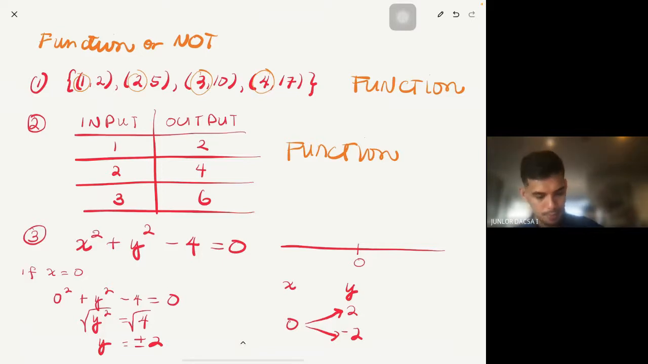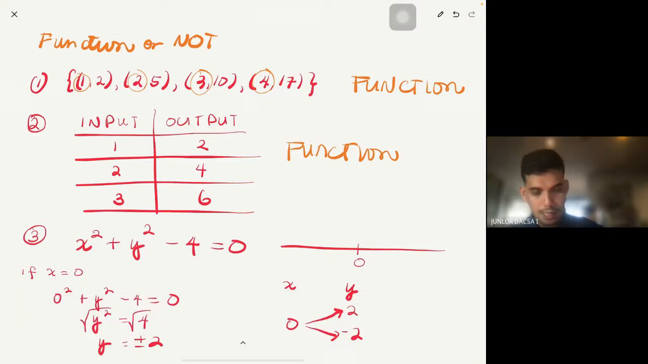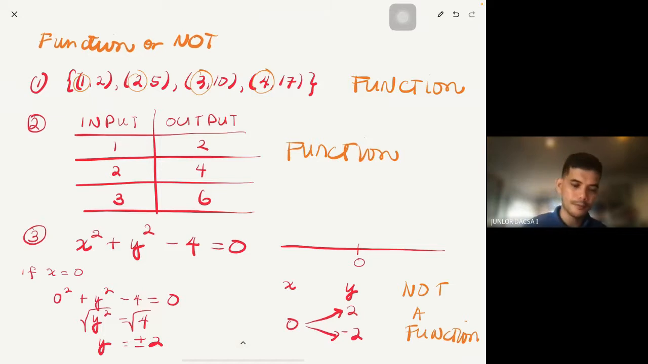Okay? Kasi 'di ba yung definition ng function, kailangan yung unang element ay nagko-corresponds lang dun sa isang, exactly one element to the range. Okay, so this is not a function.